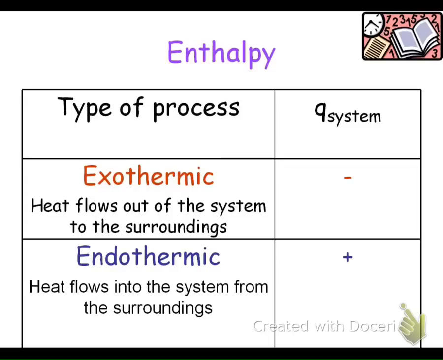The last thing that we want to talk about is just enthalpy. So we need to understand that anytime something is releasing energy, we represent that with a negative number. Anytime something is absorbing energy, we represent that with a positive number. So when heat is flowing out of a system, it's exothermic, and we represent that with a negative. And when heat is flowing into something, we represent that as heat being absorbed, and we represent that with a positive sign.